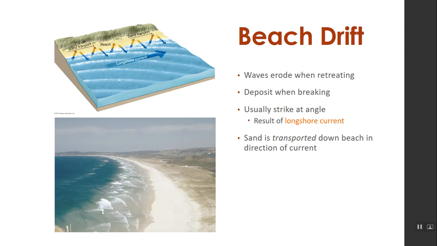again, because we have built structures so close to the shore, we are very much trying to prevent beach drift in many cases. So we're going to look at some structures that you might see on beaches that you'll now be able to identify as ways that we're trying to prevent that beach drift from happening, because we've built these permanent structures.